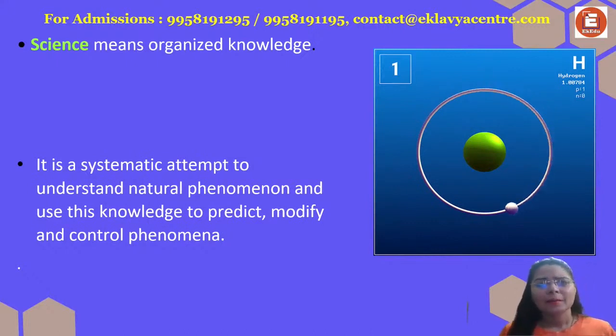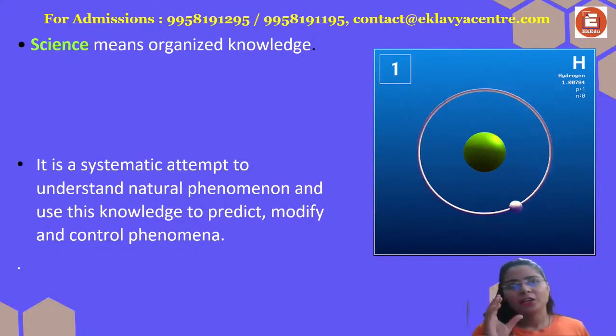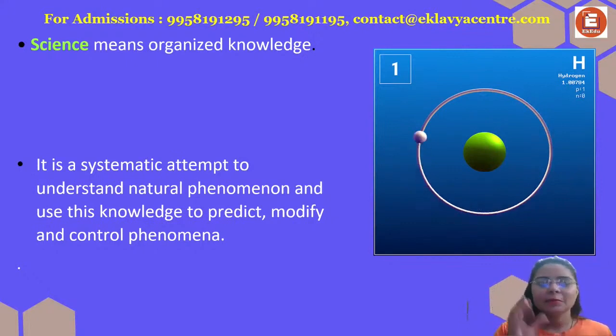Now you will say, ma'am, to know is a concept which is behind everything in this universe. Okay, yes, but this concept of to know is included with organized knowledge. Organized knowledge means there should be a correct way to understand a concept, to predict a concept, to modify a concept, and to control the overall system. So in this case, I can say science is organized knowledge.